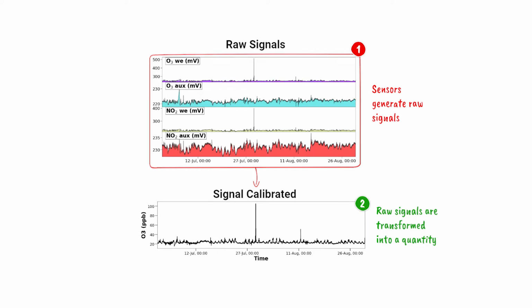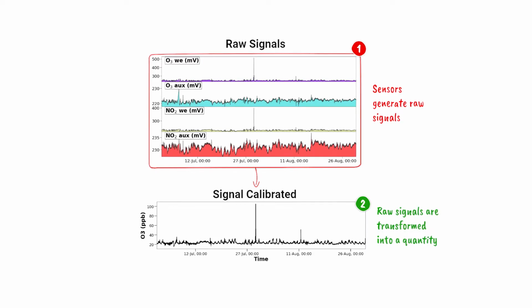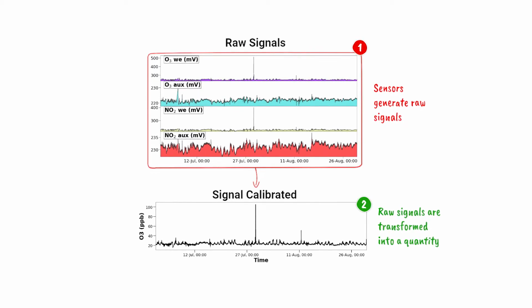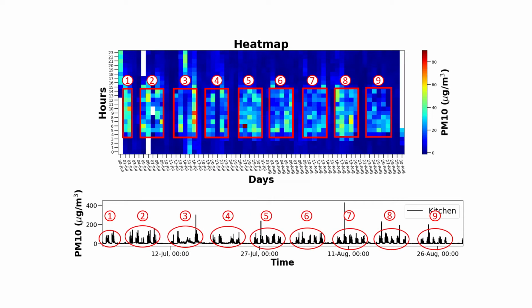There are different ways the algorithm transforms the data into meaningful information. One of them is to convert the raw data, let's say millivolts, into concentration units or temperature units. Another way, for example, is to generate data visualizations, which is a very straightforward way to interpret the data.